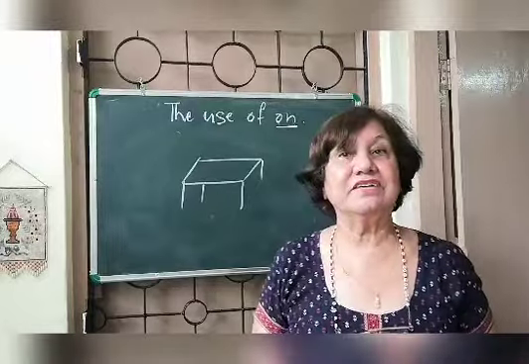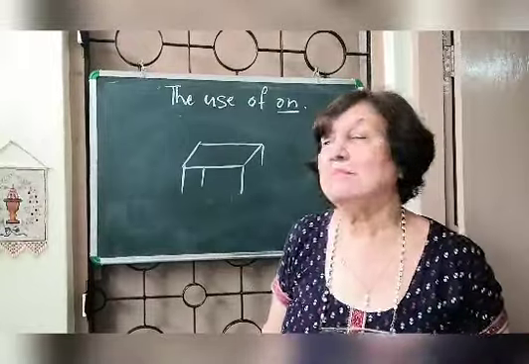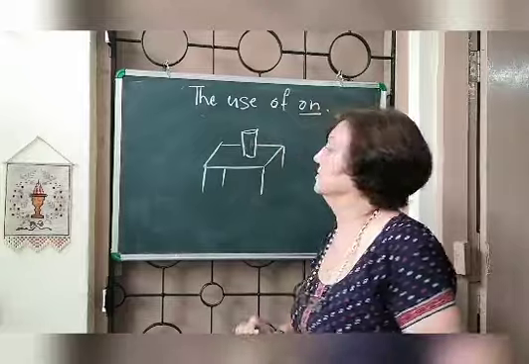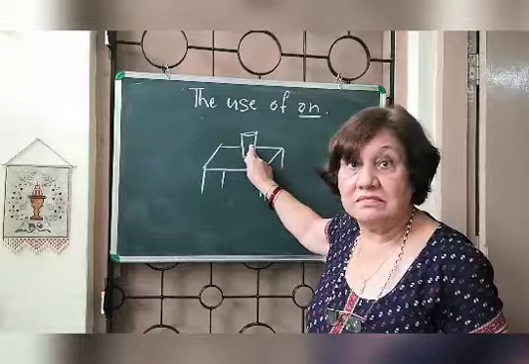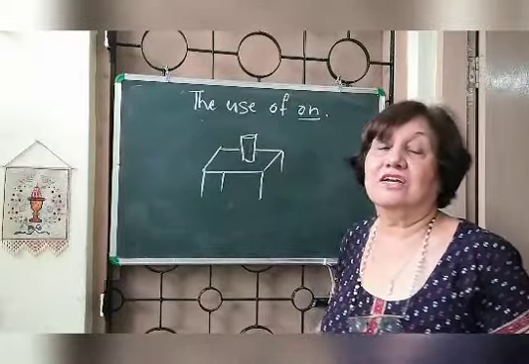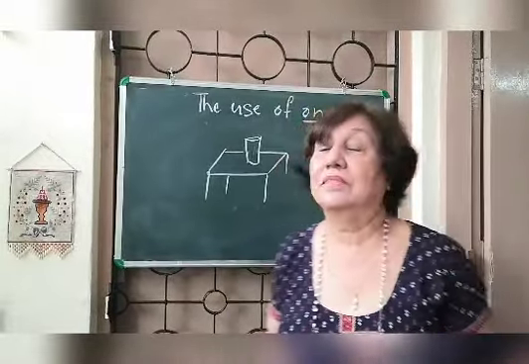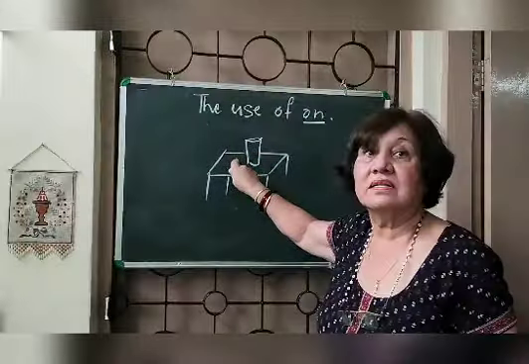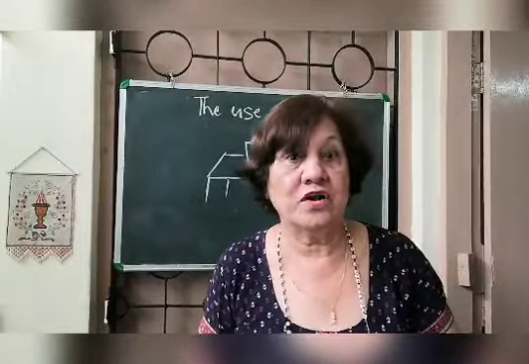Once again, tell me, what have I drawn? You will say, you have drawn a table. Now what have I drawn? You have drawn, say it, you have drawn a glass. Now children, you're going to tell me, where is the glass? What will you say? The glass is on the table. Yes. So you've understood on, I guess.